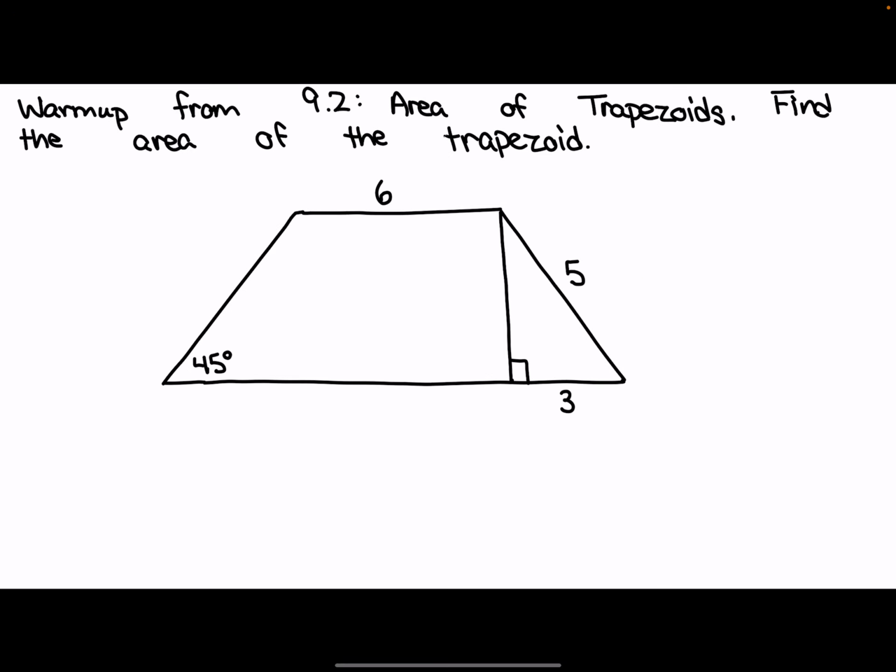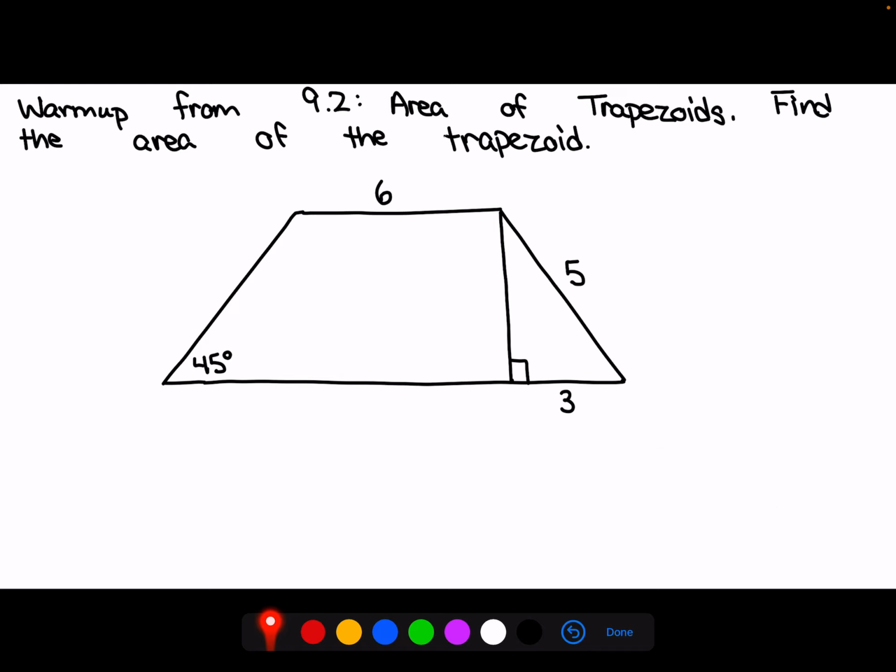Today we're going to be getting started with this warm-up. So this is from 9.2, area of trapezoids. We want to find the area of the trapezoid. Now, to get started on this, I'm going to go ahead and find the area of this triangle over here.